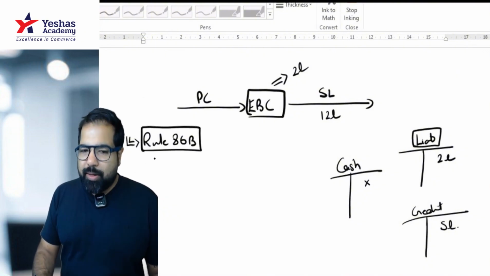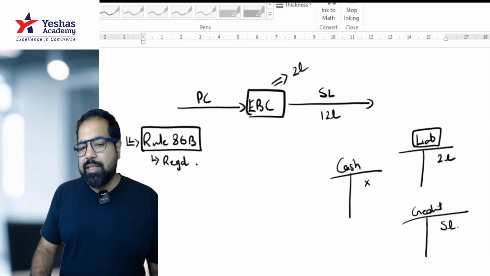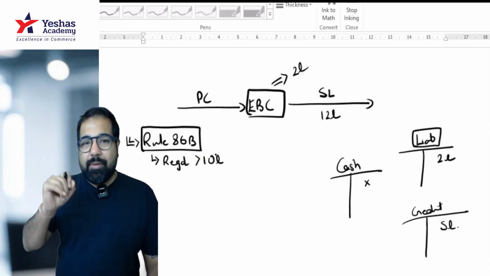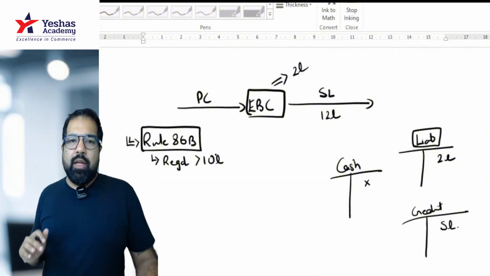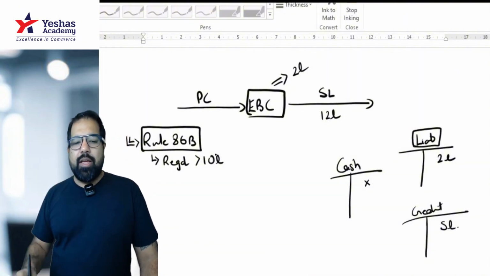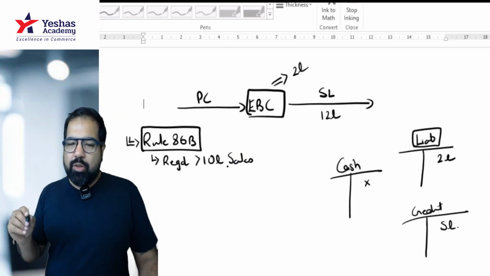First of all, who does it apply to? This rule applies to only those registered persons whose monthly sale goes more than 10 lakh rupees. So if your monthly sale is above 10 lakh rupees, for that month this rule is applicable. If this month's sale is more than 10 lakh but next month is not, then next month it will not apply. So the monthly sales have to be more than 10 lakh rupees. Then only for that month Rule 86B will apply.